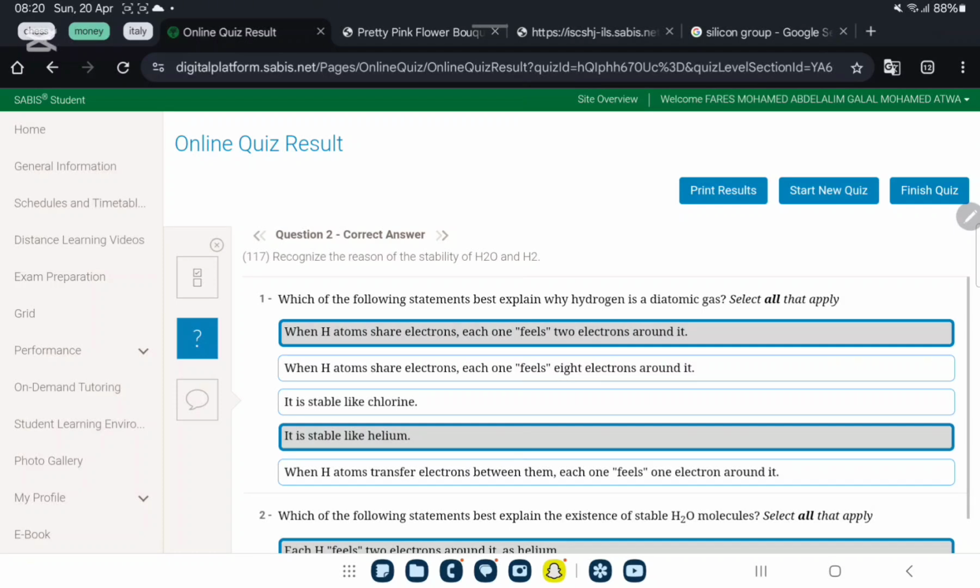Which of the following statements best explain why hydrogen is a diatomic gas? Again, this question was in the last week's quiz. When the hydrogen bonds, each hydrogen nucleus feels like it has two electrons around it, like helium. So, when each atom shares electrons, each one feels two electrons around it, yes. When each atom shares electrons, each one feels 8 electrons, no. It is stable like chlorine. Chlorine is not stable at all. It's stable like helium, yes. When each atom transfers, immediately transfer is wrong. They share, not transfer.